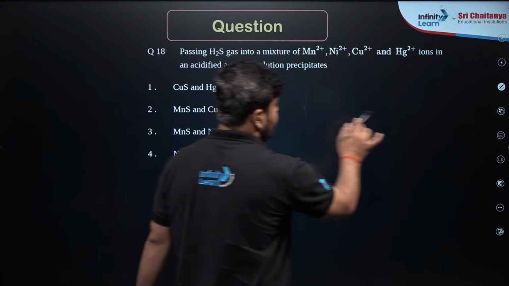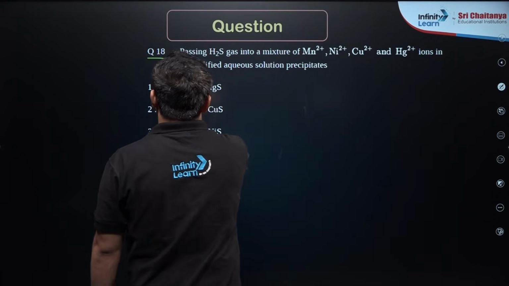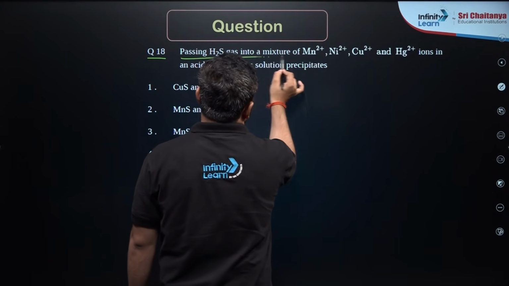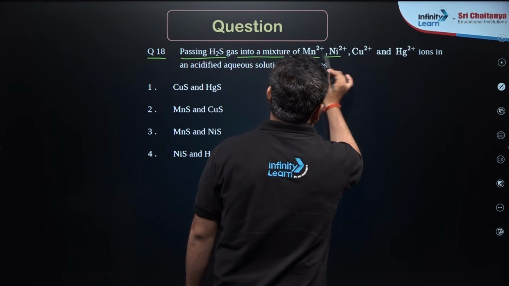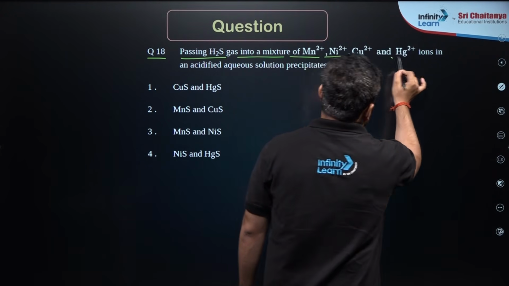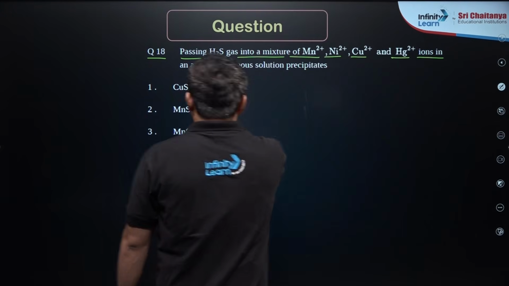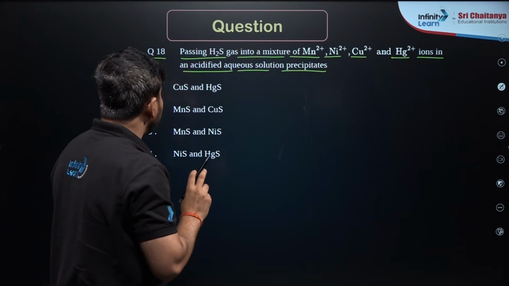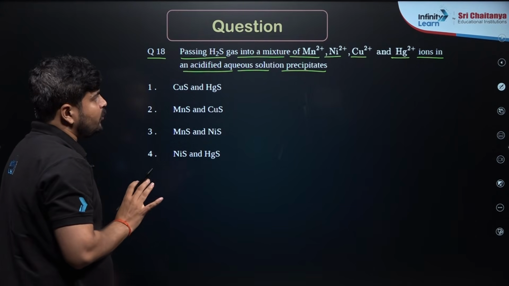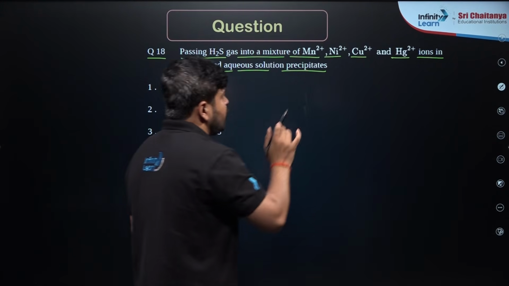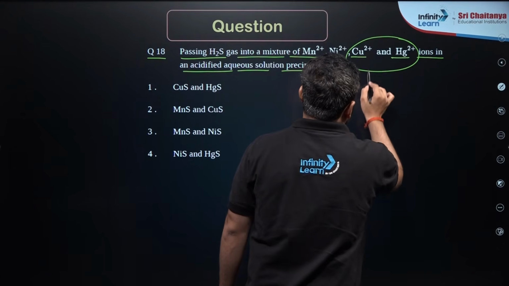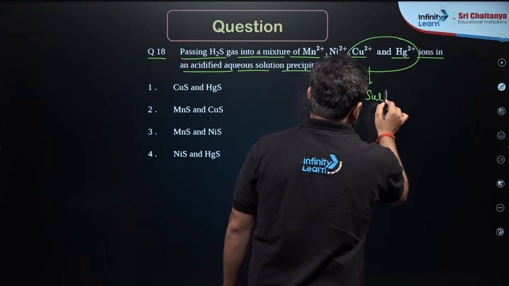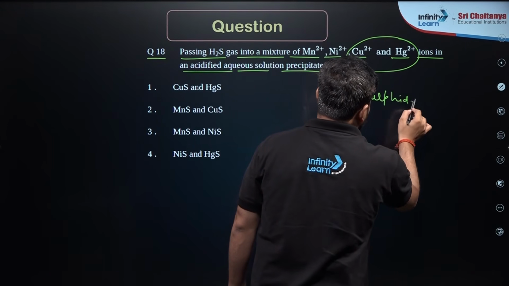Now coming to question number 18, what do we need to do? Passing H2S gas into the mixture of Mn2+, Ni2+, Cu2+ and Hg2+ ions in acidified aqueous solution precipitates, okay. So basically we have to know only copper and mercury, these two ions are going to convert into sulfide.